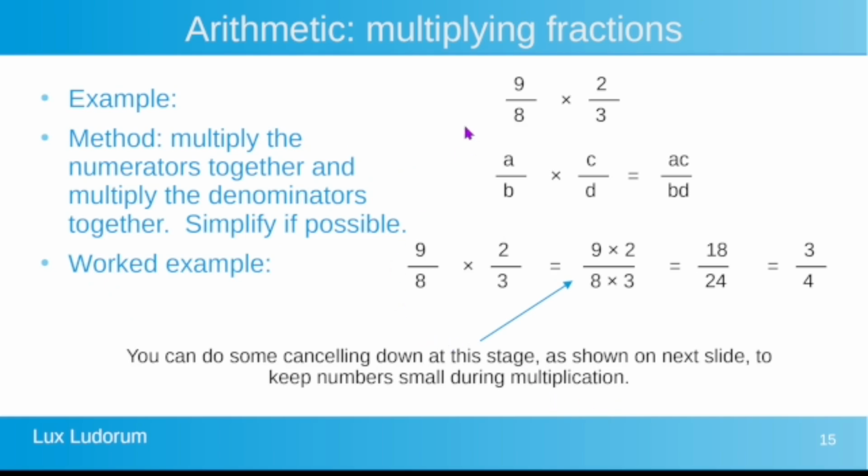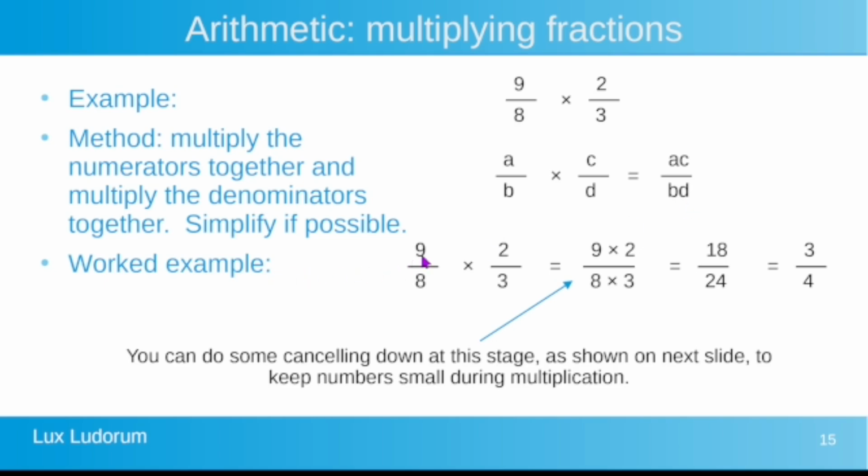Now moving on to arithmetic involving two or more fractions: how to multiply fractions. So for example, 9 over 8 multiplied by 2 over 3. The method is to multiply the numerators together and multiply the denominators together, then simplify if you can. So given a over b times c over d, the answer is a times c, that's the two tops multiplied, over b times d, which is the two bottoms or denominators multiplied.